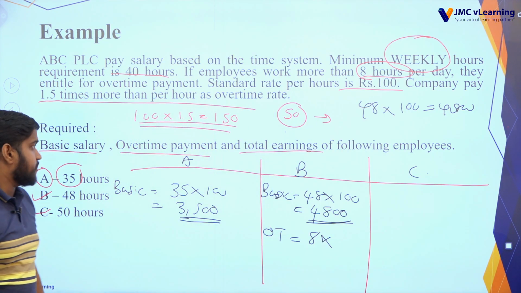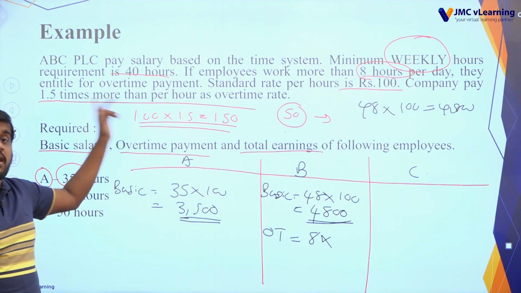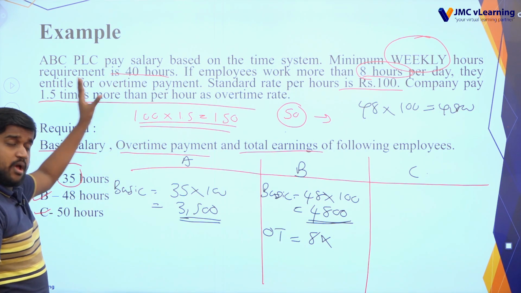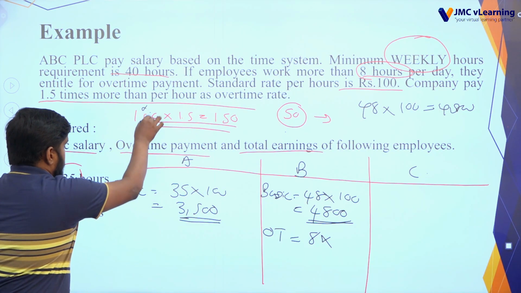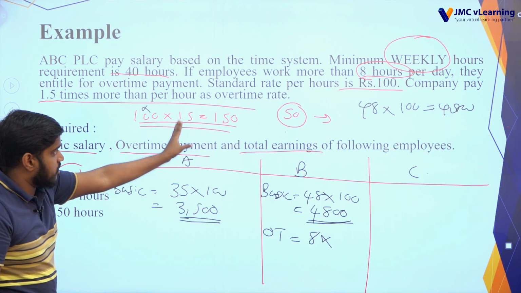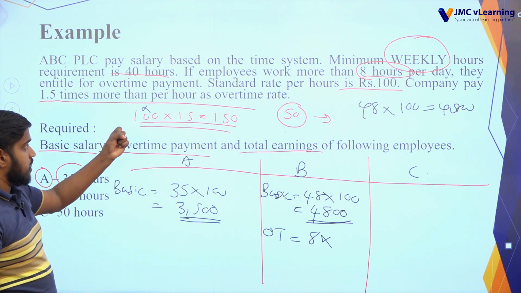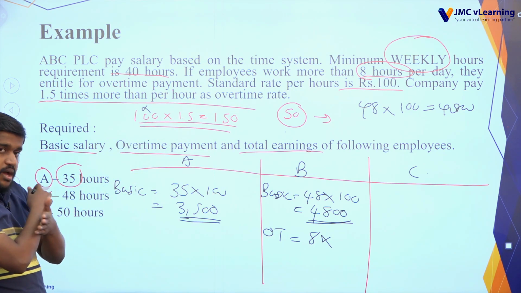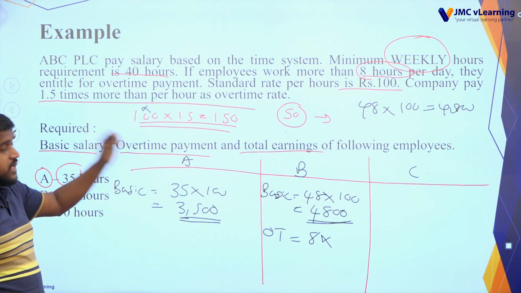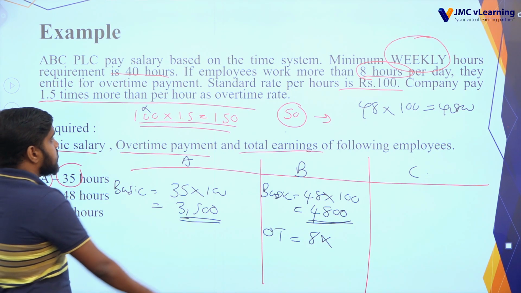Overtime payment is how much? 50. Our normal rate is 100, but for the excessive hours we pay how much? 1.5 times more than the per hour rate. Then our normal rate is 100, then 1.5 times more than per hour is normally 150. That means our overtime payment is 50. That means normally, as I mentioned, if they don't pay any overtime payment, whatever the time that employee works, we need to pay 100 per hour. No? That means our additional payment is 50.